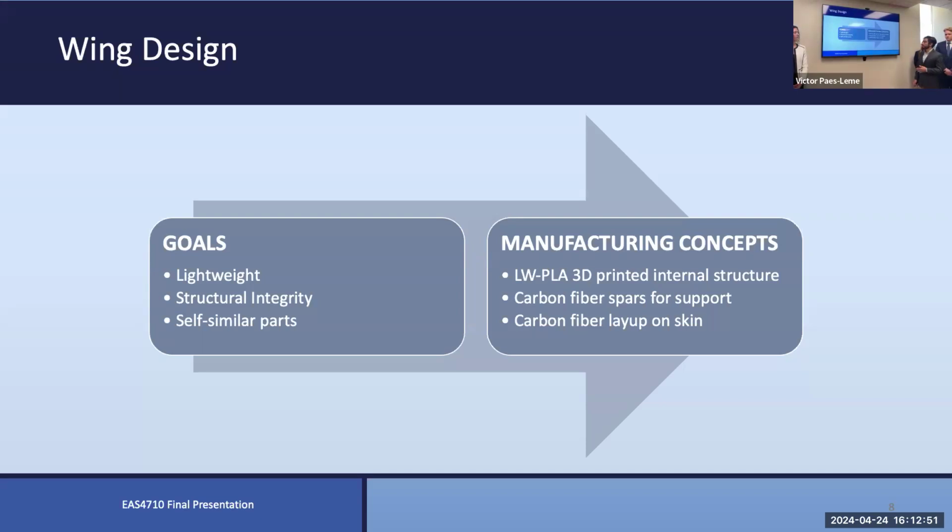For this, we used lightweight PLA for our 3D printed core, around which we did carbon fiber layups. And we also use carbon fiber spars, which are used to support the wings and hold them within the fuselage.